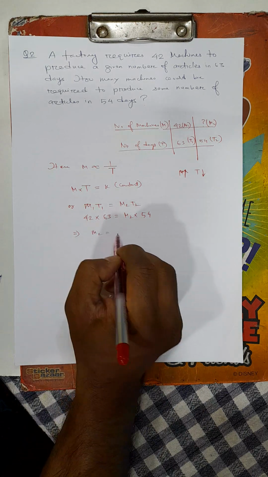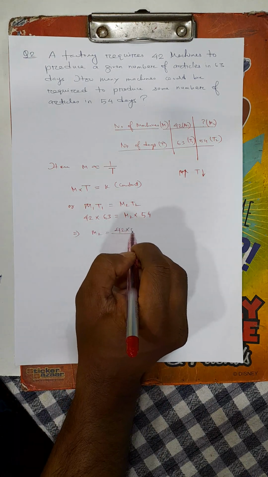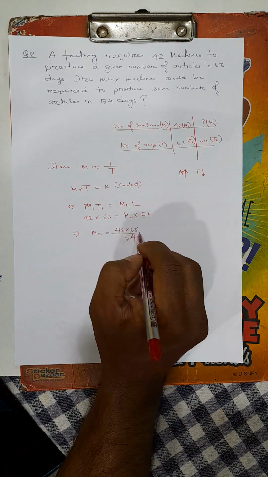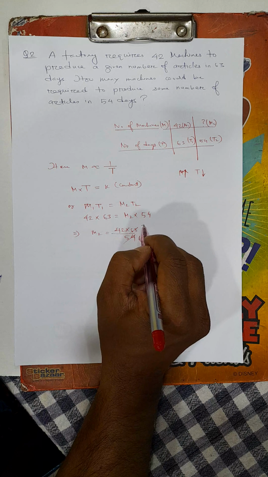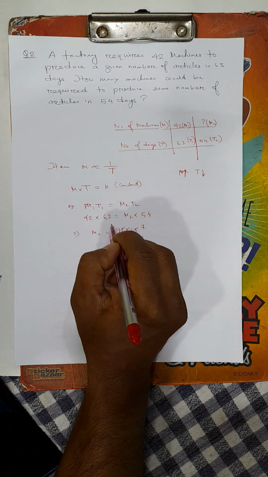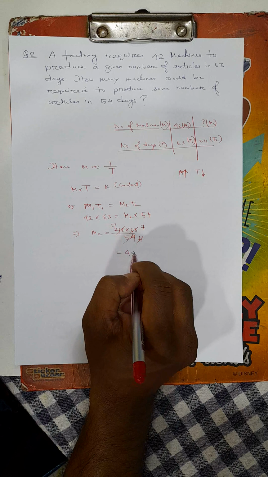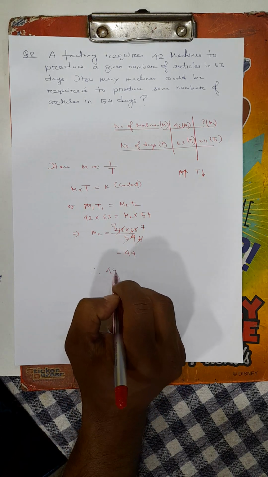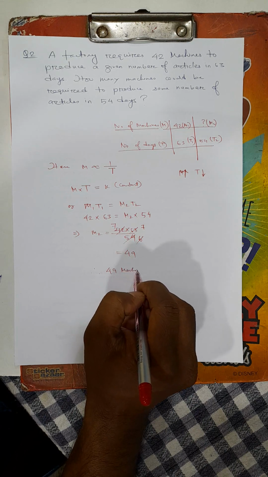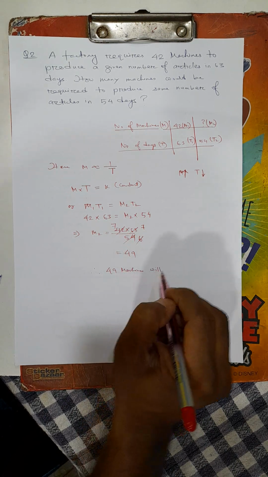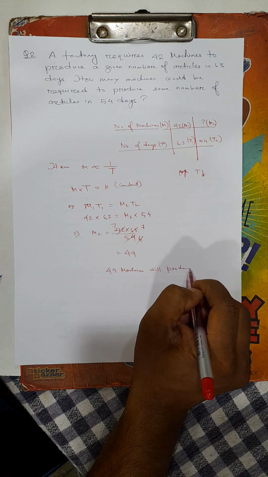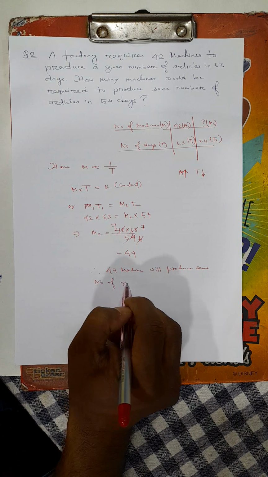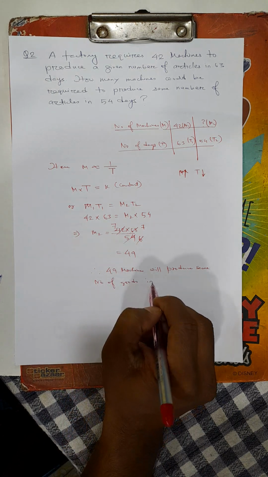Now let us solve this. M2 equal to 42 multiplied by 63 divided by 54. Let us divide. Cancel this. 9 6 9 7 6 7 7 7 49. Therefore 49 machines will produce same number of goods in 54 days.